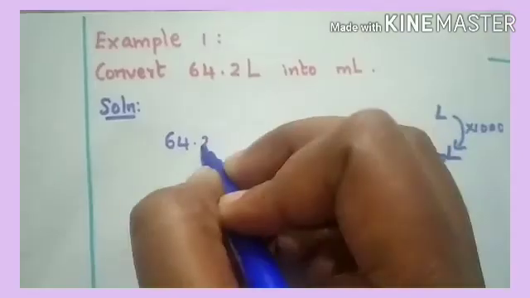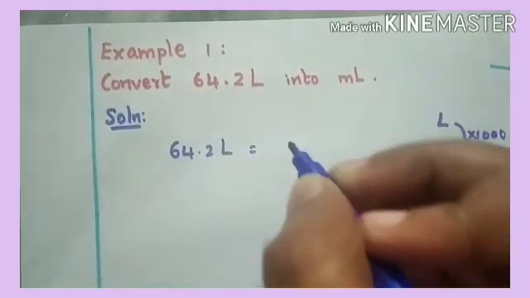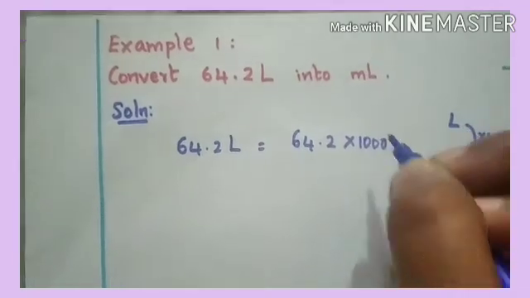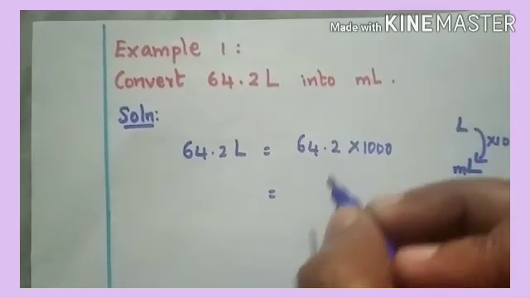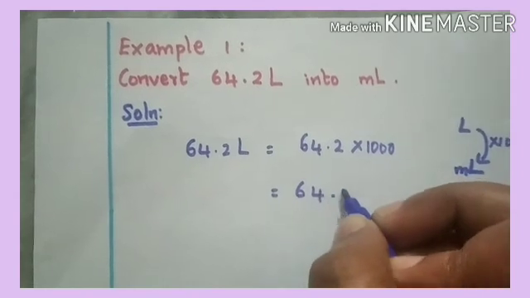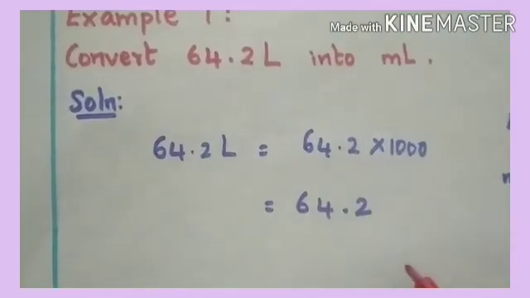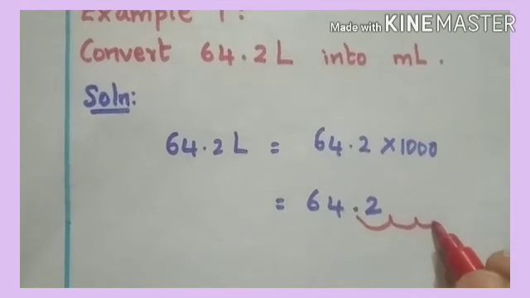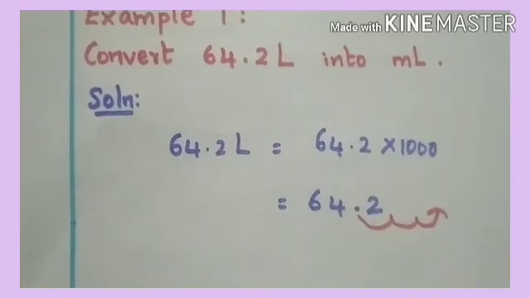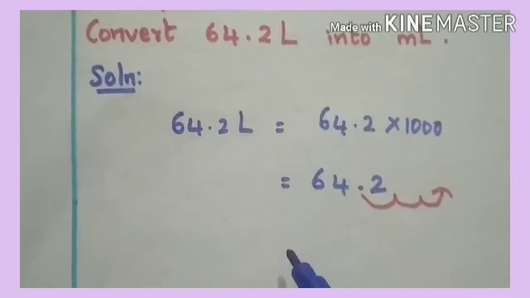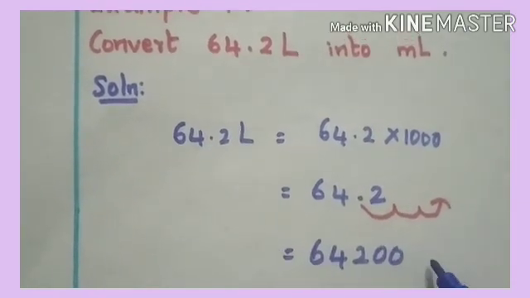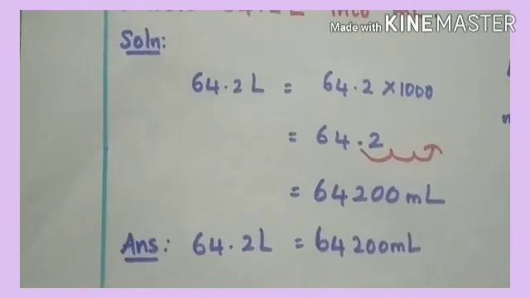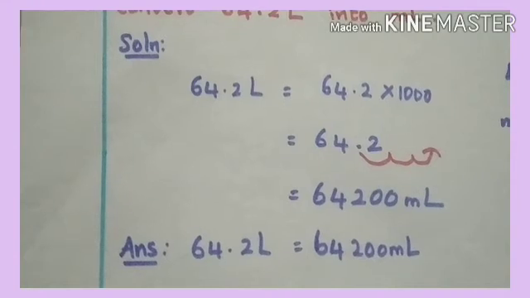Let's write 64.2 liter is equal to 64.2 into 1000. Write 64.2. To multiply a decimal by 1000, move the decimal point 3 places to the right. That is 64,200 milliliter. We get the answer as 64.2 liter is equal to 64,200 milliliter.